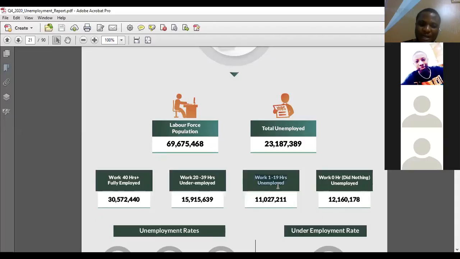Those that work between 1 and 19 hours and those that did not work at all. So that is 11 million plus the 12 million. That gives you the 23 million that are what? Unemployed. Okay. Then under those that are employed, we have people that are still underemployed and we have those that are fully employed. You see that those that are underemployed is 50% of those that are fully employed. Look at it. 30 million are fully employed, while a whole whopping about 16 million are not what? Fully employed. That tells you the structure of the Nigerian what?